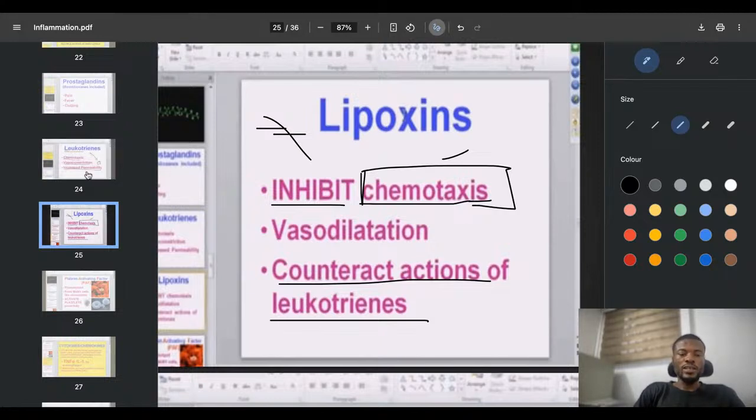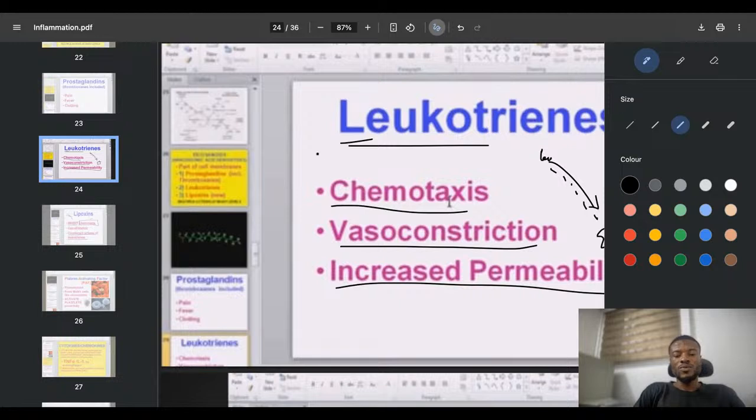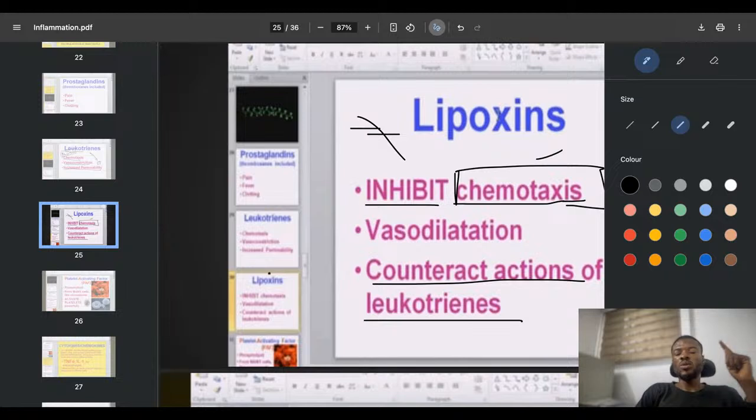So leukotrienes are important when we want to recruit more what? When we want to recruit more neutrophils. And then after the inflammatory response has resolved, we are going to produce more lipoxins so that they inhibit the chemotaxis, so that we don't get any additional neutrophils at the site of inflammation.